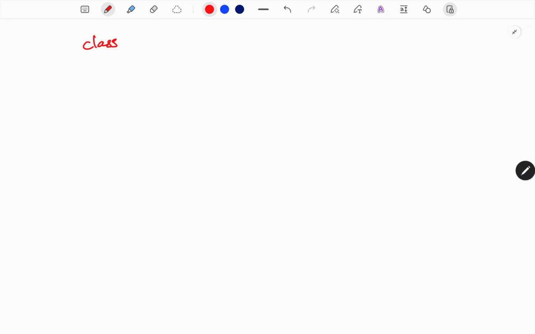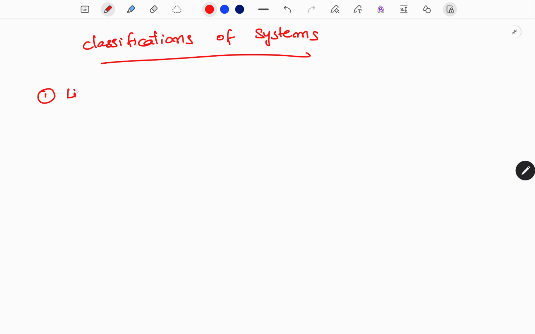Classifications of systems. First one is linear and non-linear systems.